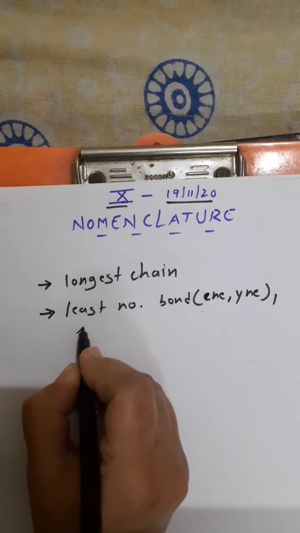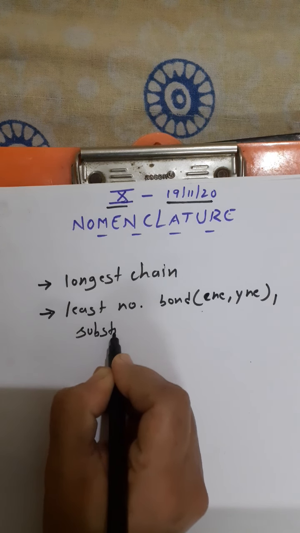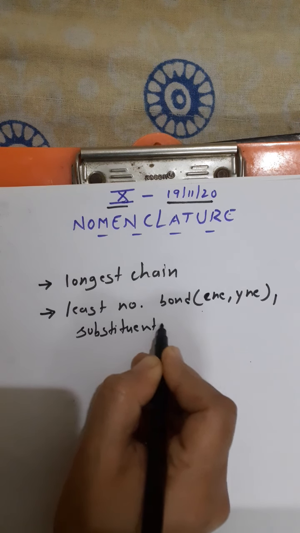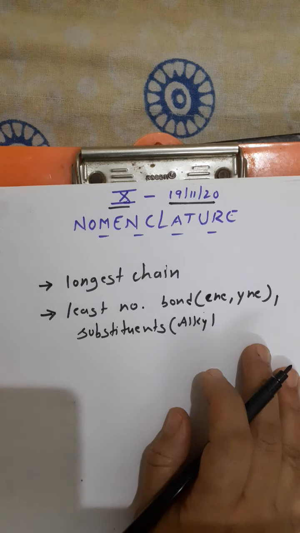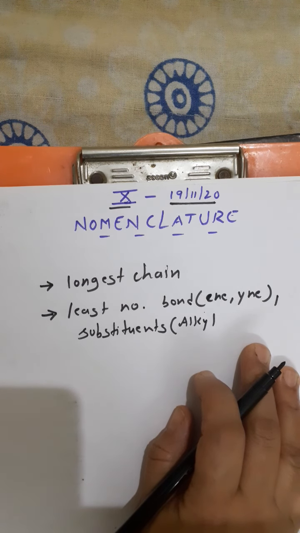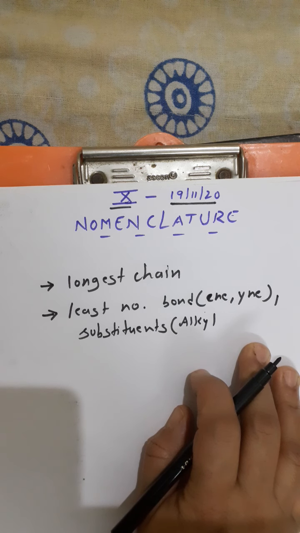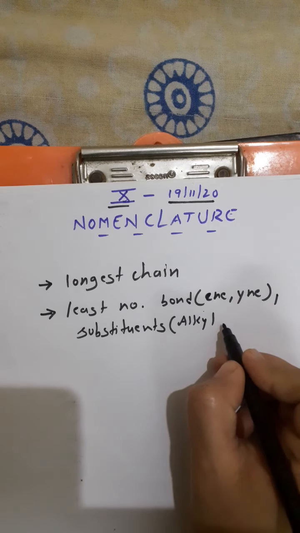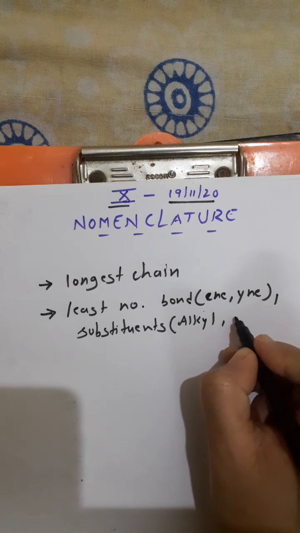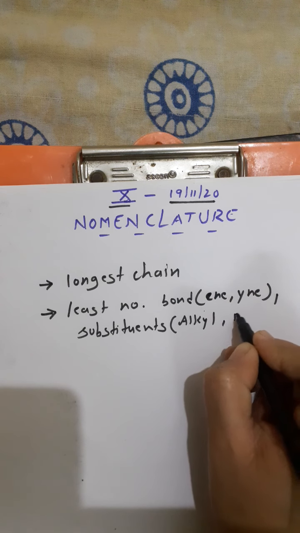Then, to this carbon chain you may even have other substituents attached. Now what are these substituents? The substituents can basically be an alkyl group. What is an alkyl group? Any alkane group with one hydrogen less is called an alkyl group.